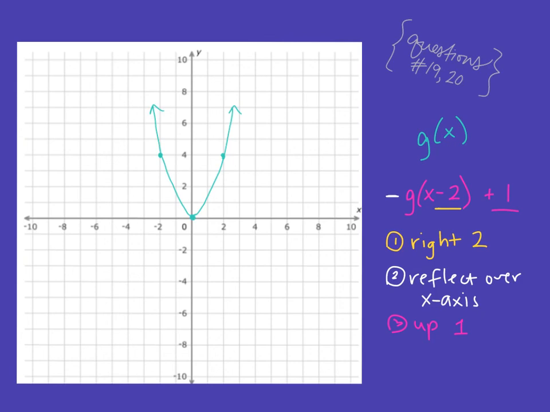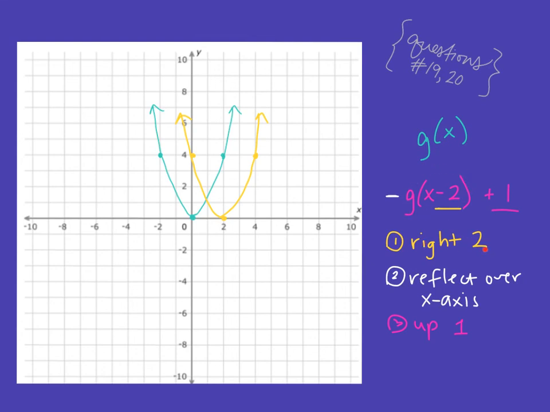All right, so the first thing we're going to do is go to the right 2. So all of our coordinate points, I'm going to move them to the right 2 units. There we go. And then, so I just did this part here, g of x minus 2.